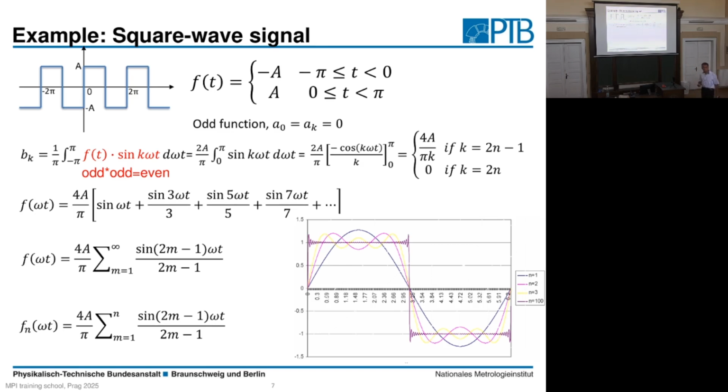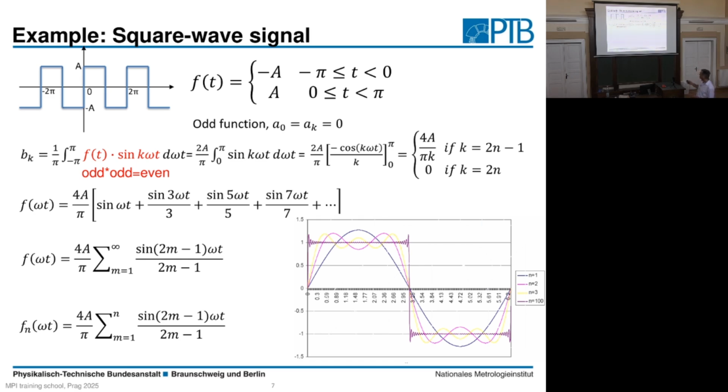So let's do a simple example. I have chosen the square wave. It's defined as an odd function. We have the amplitude A, and due to the fact that it is an odd function, the DC part and the even part are 0. So we only have to determine the coefficients bk.